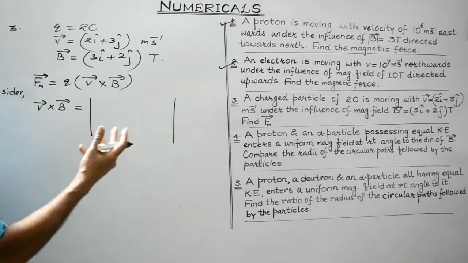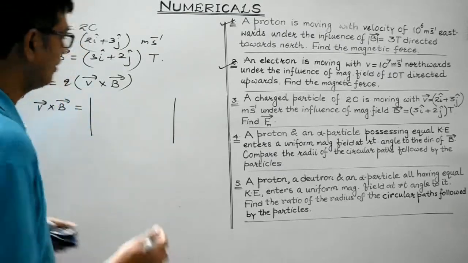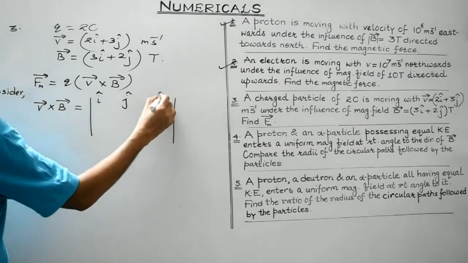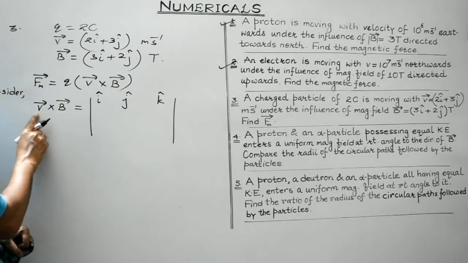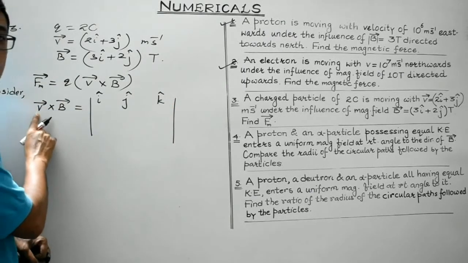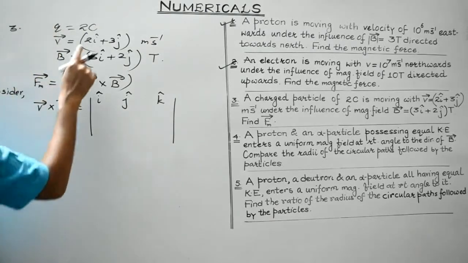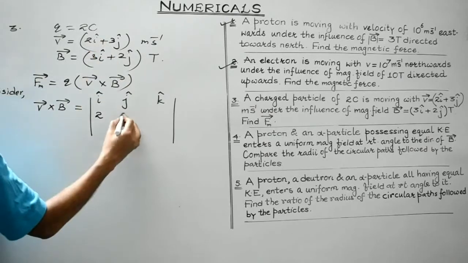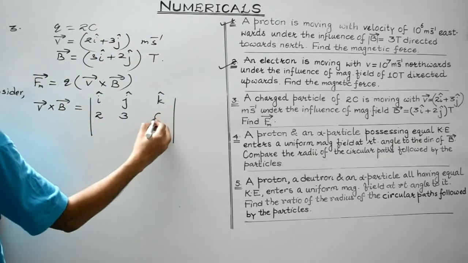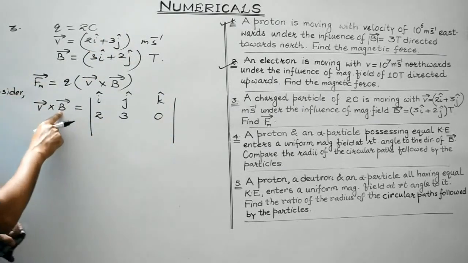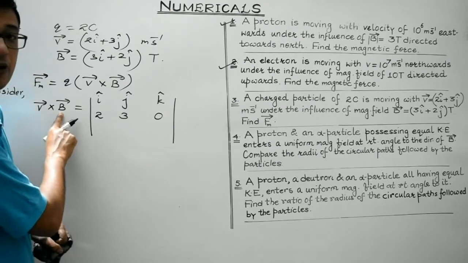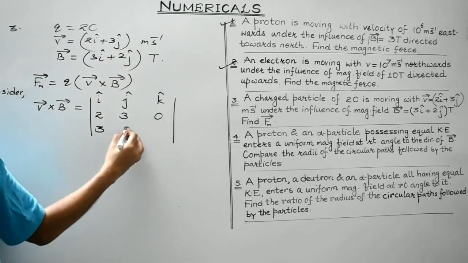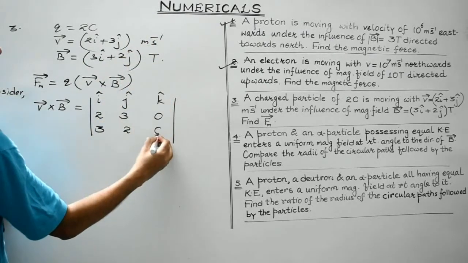It can be written in the determinant form, isn't it? You must have done it in your junior class as well. So first we are supposed to write the coefficients of i cap, j cap, k cap of the velocity vector. So for v vector, the coefficient of i is 2, the coefficient of j is 3, and the coefficient of k is absent, so it is 0. Now we are supposed to write the coefficients of i cap, j cap, k cap of the magnetic field vector. It is 3, 2, and again k cap is absent, so it is 0.